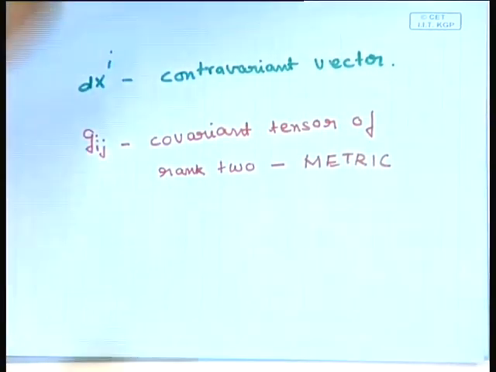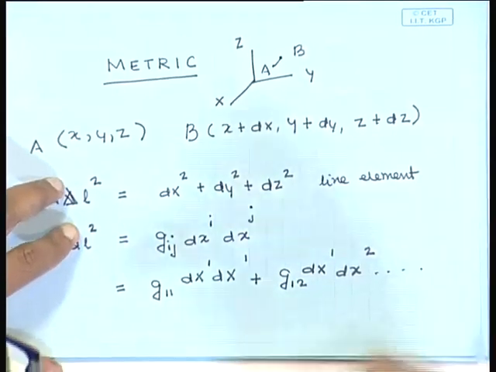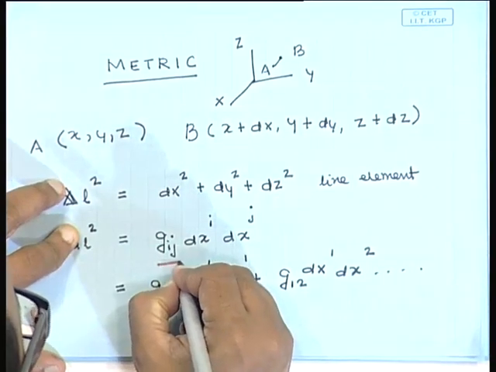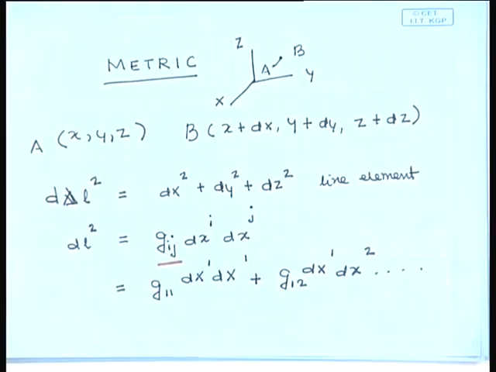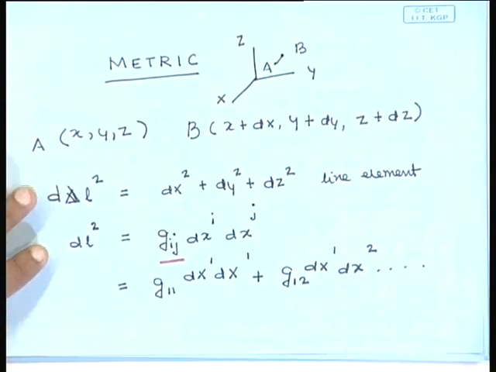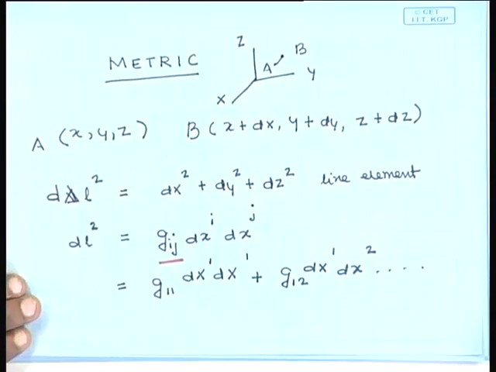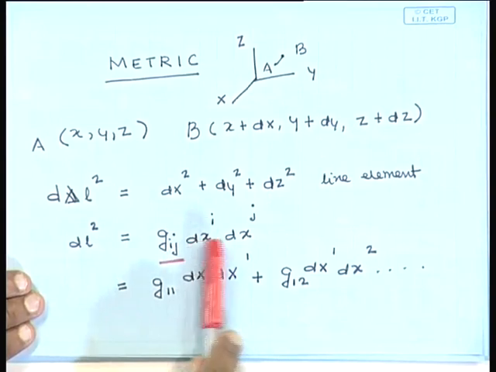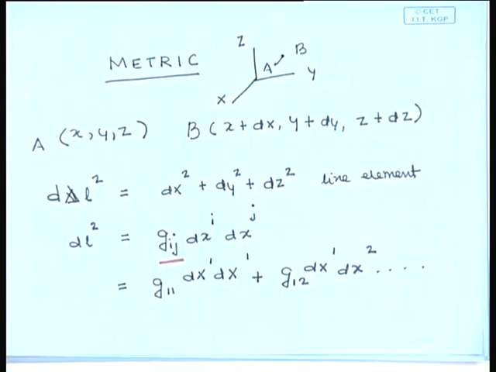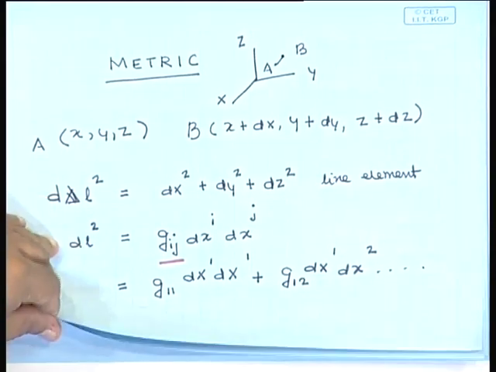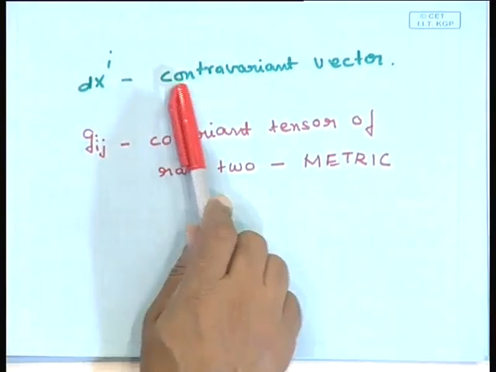Its role, so this g_ij that appears over here is the metric, and its role is that given a small displacement, it tells us how to calculate the length corresponding to that. dl squared is g_ij dx^i dx^j. That's the role of the metric. It tells us how to calculate distances between 2 points. Okay, that's the metric.